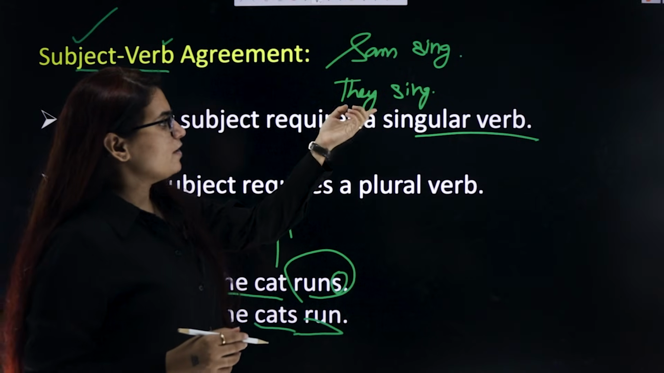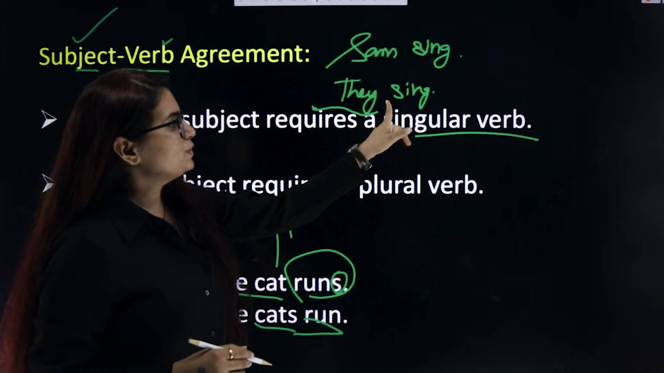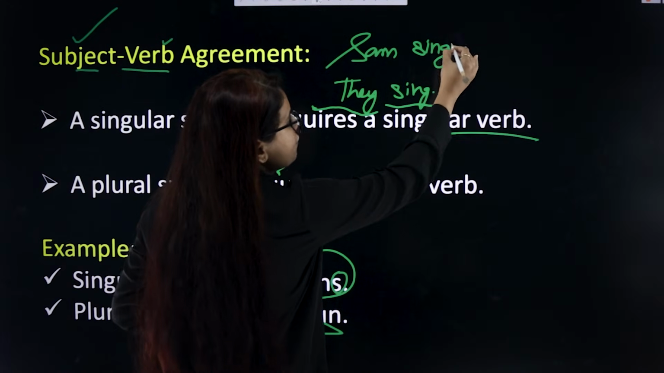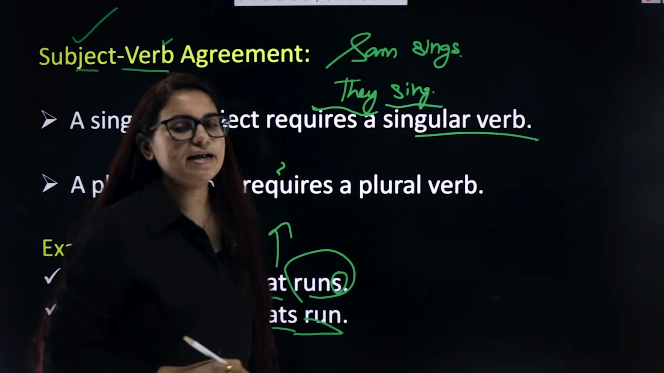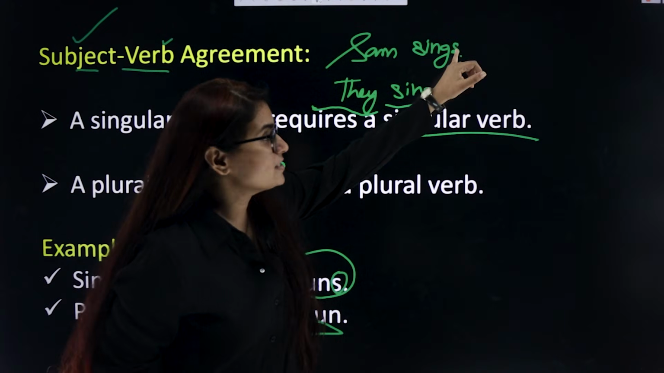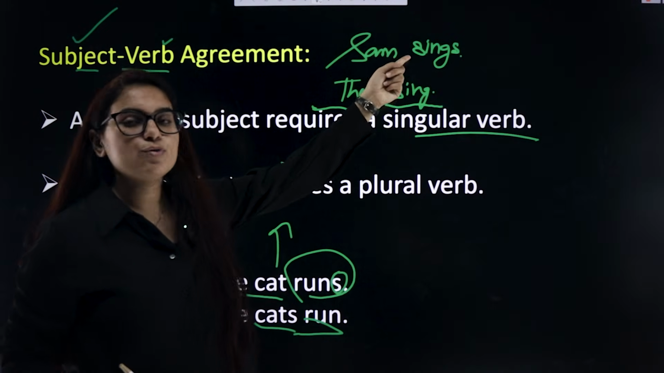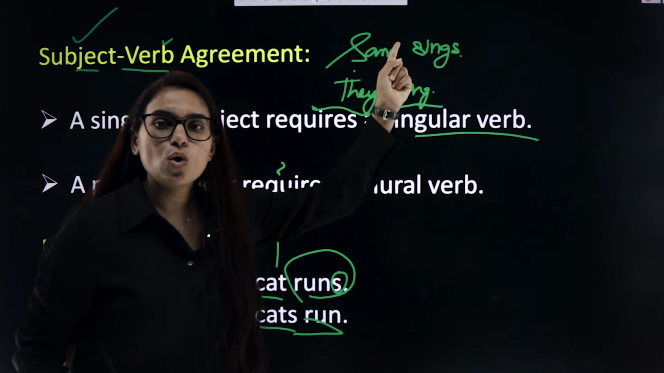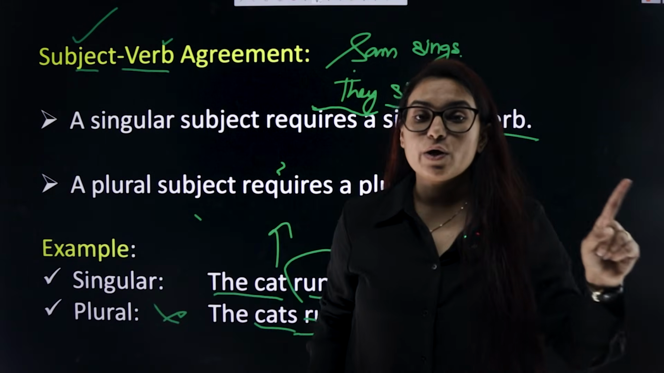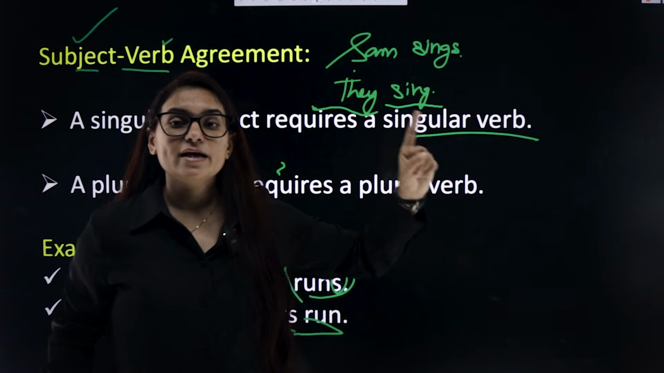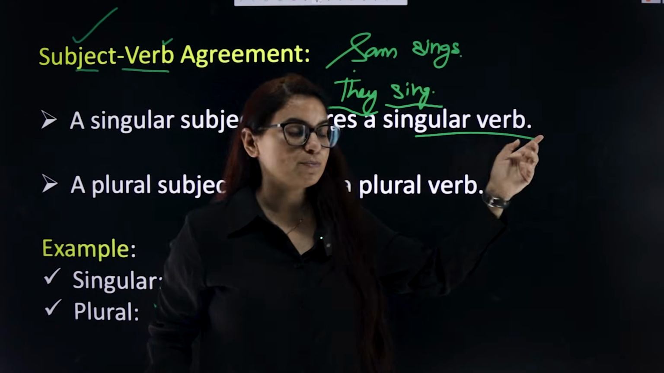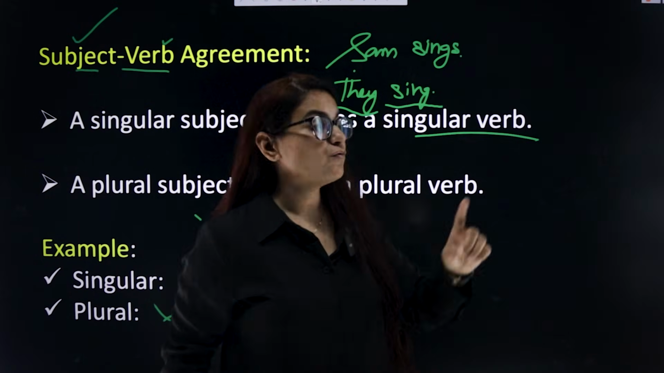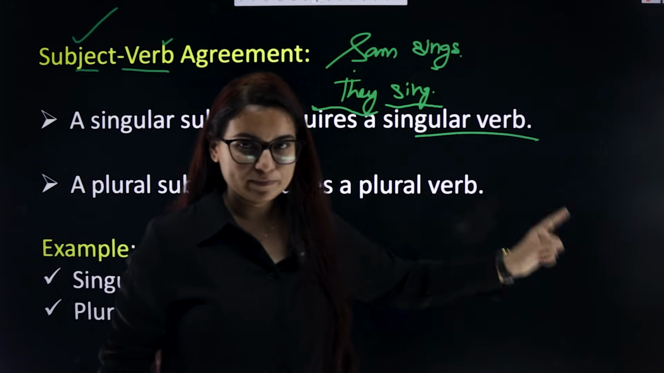As I said, if you have a plural subject, you need a plural verb. They is plural. But Sam is singular, so you have to put S or ES at the end of the verb. By adding S or ES at the end of the verb, you make them singular. So the correct sentence is Sam sings. Always put that S and ES. Now, if you have doubts about S and ES, in the verb lecture in parts of speech, we have talked about regular verbs, irregular verbs, singular verbs, plural verbs. Please go to that lecture one more time.